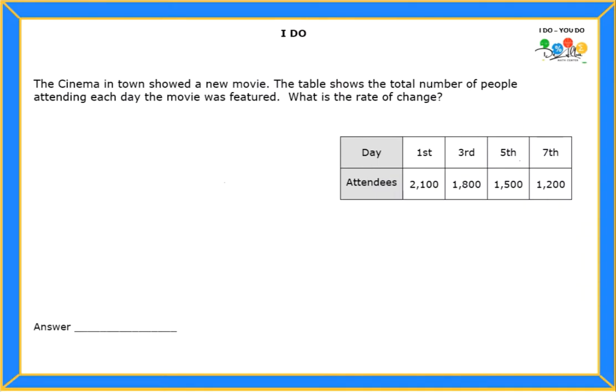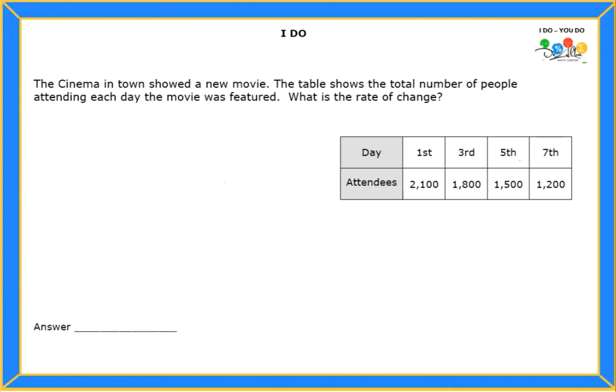Hello, students. Let's read the problem. It says, the cinema in town showed a new movie. The table shows the total number of people attending each day the movie was featured. What is the rate of change?